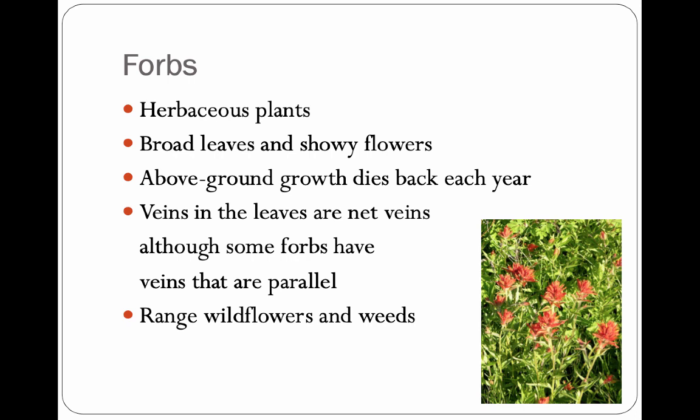Forbs, you guys know a lot about already. They're herbaceous, meaning that they have a lot of cellulosic material associated with their structure. And that is because they have very broad leaves and they have very showy flowers. And so, with forbs, especially here in California, the plant is going to die within each individual year, so they're going to be annual in nature. And so the venation of forbs is much different than grasses, because forbs will actually have webbed or netted veins rather than parallel veins. And so many of the wildflower species that we see, especially here on California rangelands, and a lot of the weeds are going to be classified as a forb.